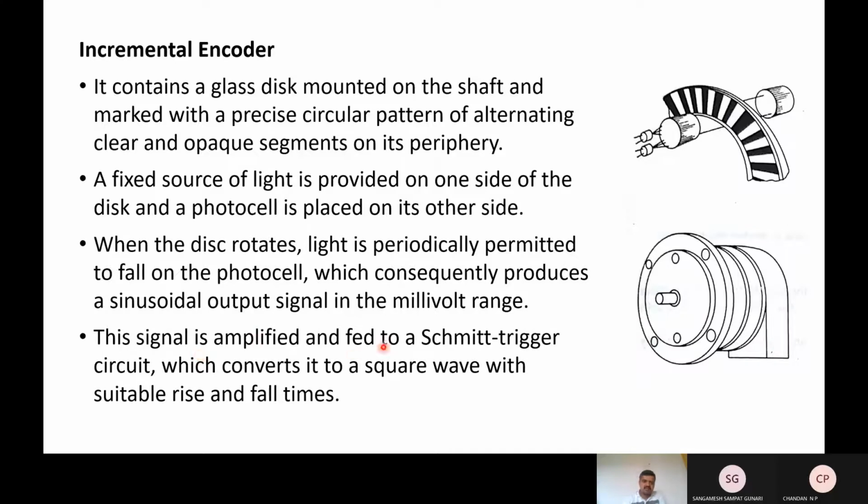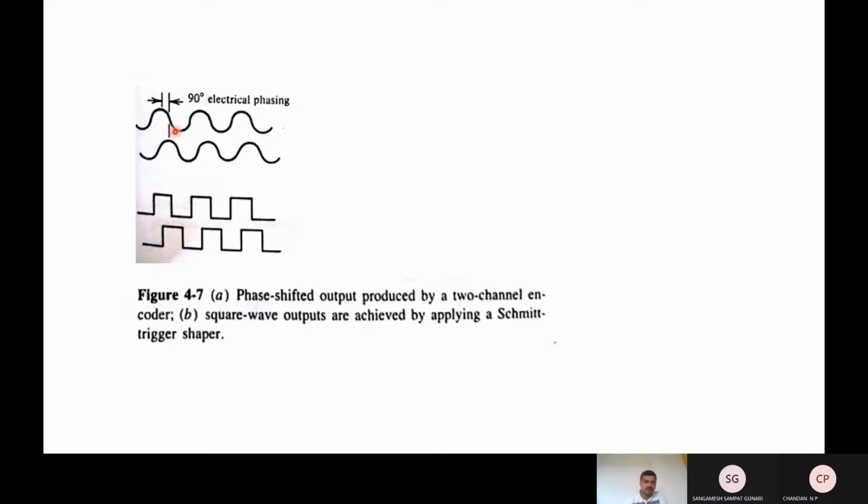Okay. So this signal is amplified and fed to a Schmitt trigger circuit, which converts it to a square wave with suitable rise and fall time. So actually this is how the signal will be generated using the incremental encoder, then using the Schmitt trigger circuit. So you are converting the sinusoidal wave into square form. Again, the input to the motor is also in the form of electric pulses. Now you can compare this output from the encoder with the input to the motor. If there is a difference, then you need to take action. If there is no difference, that means it is okay. So everything is according to plan, or it is working properly.